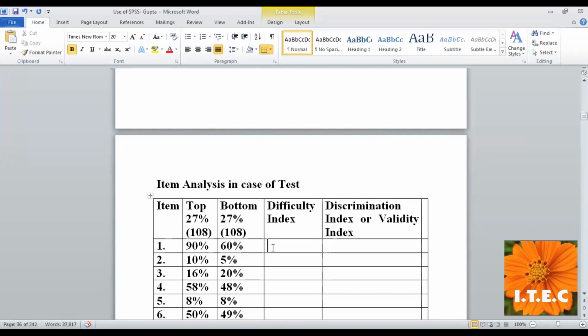Now how to find out the difficulty? It is 90 plus 60, and you have to divide it by 2.